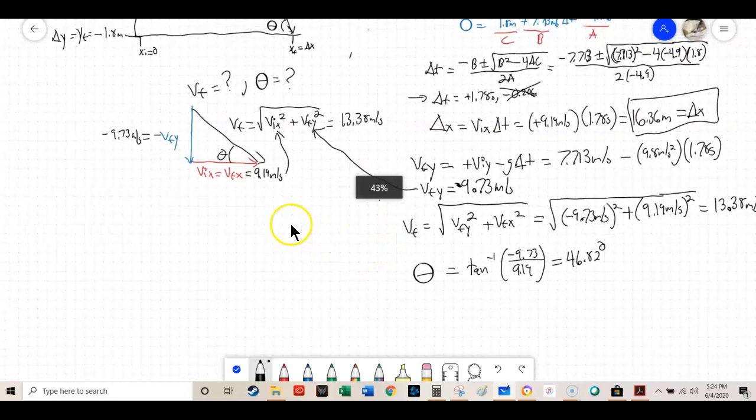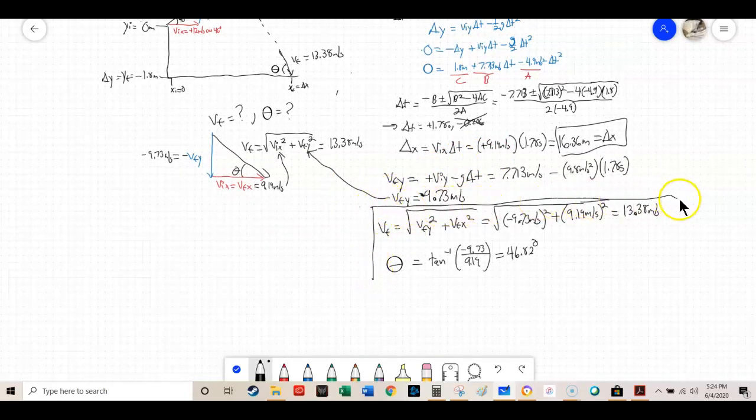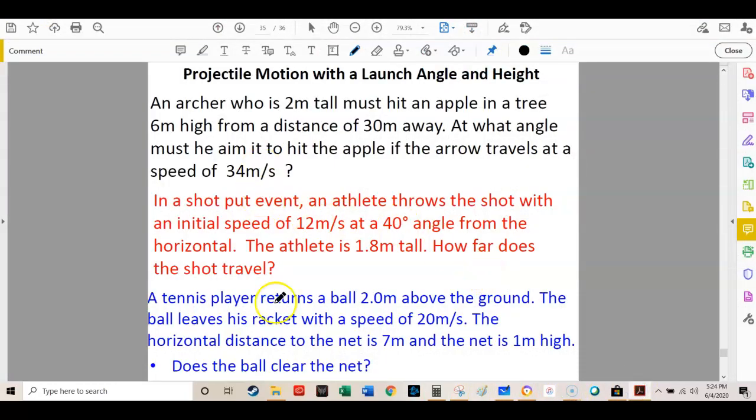Okay. So in these problems, they'll typically ask you a multi-part problem just like this. They'll ask you to find out how far it goes. They may ask you to find its overall final velocity, and also the angle that it's coming in at. So this is essentially how to do this type of problem. And we basically covered all these other problems too.